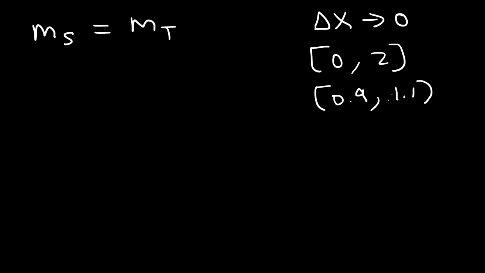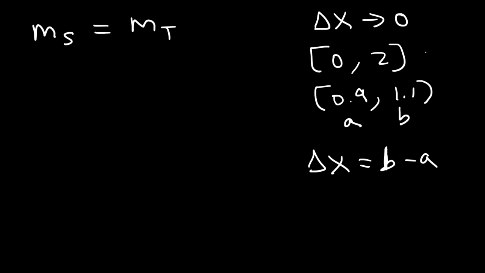So therefore, as the difference between a and b gets smaller and smaller, then we could say that the slope of the secant line becomes the slope of the tangent line. Keep in mind, the difference between b and a is delta x. Delta x means the change in x values.